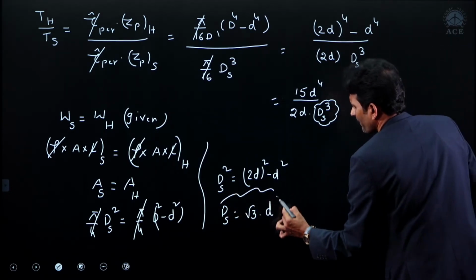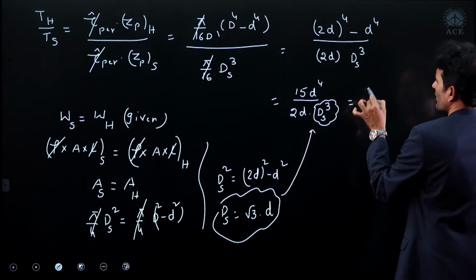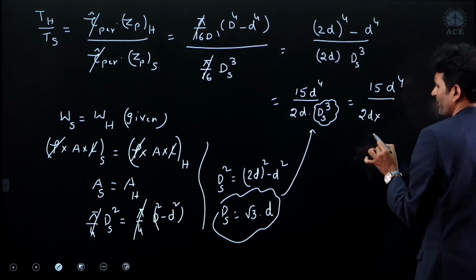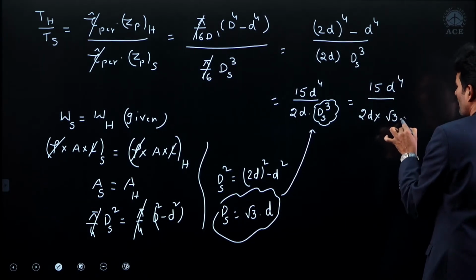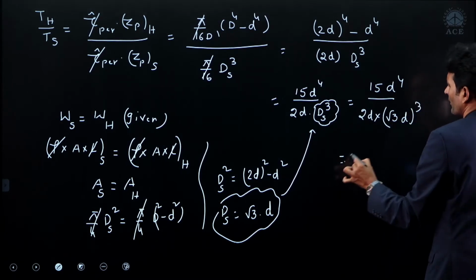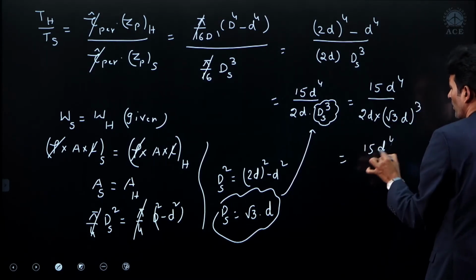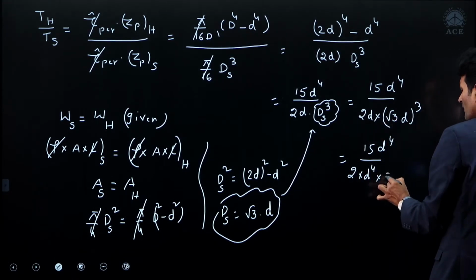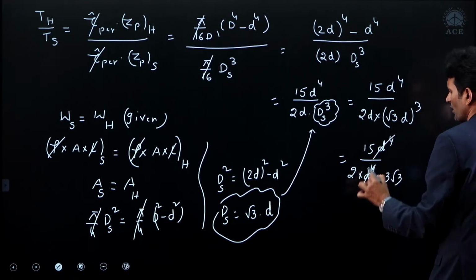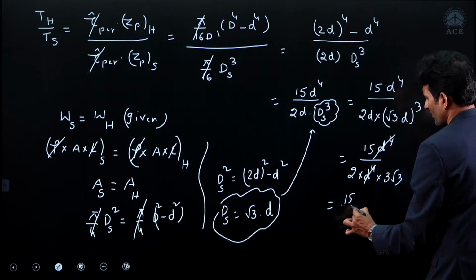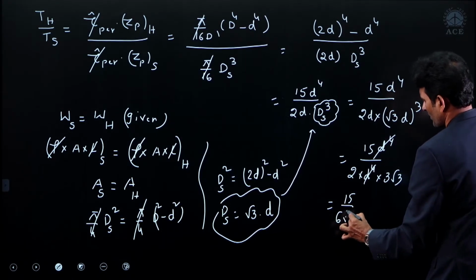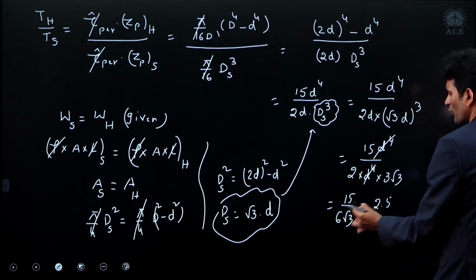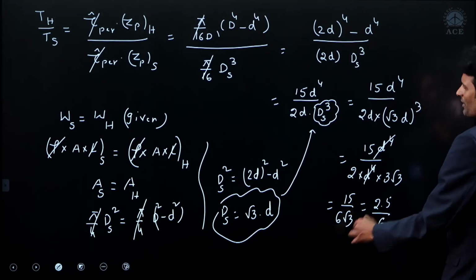Now substitute that here. Substituting, we get 15 d raised to 4 over 2d into √3 d whole cube. Simplify this: 15 d raised to 4 over 2 into 3√3 d raised to 4. d raised to 4 cancels. 15 divided by 6√3, my dear friend, that is 2.5 divided by √3. This is the answer we are having.